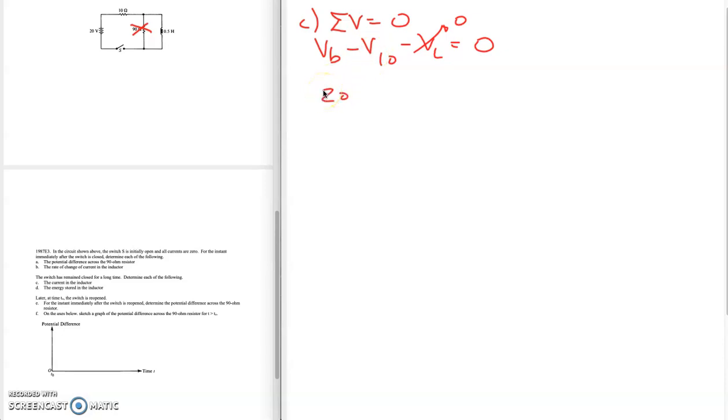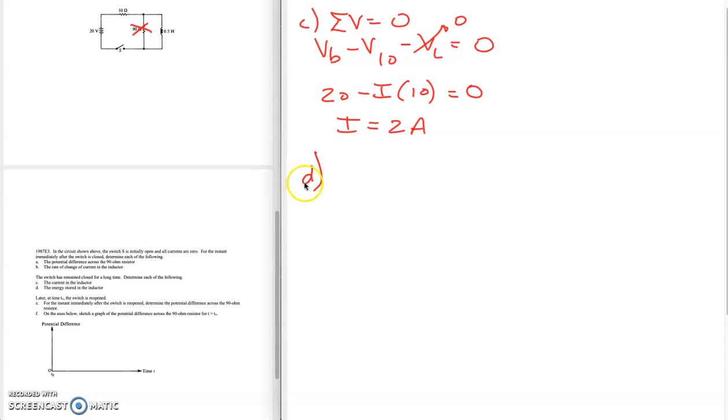So we're going to have 20 volts minus the current times 10 ohms is 0. So the current is going to be 2 amps. Whatever the current is in the 10 ohm resistor is going to be the current in the inductor because they are now perfectly in series.